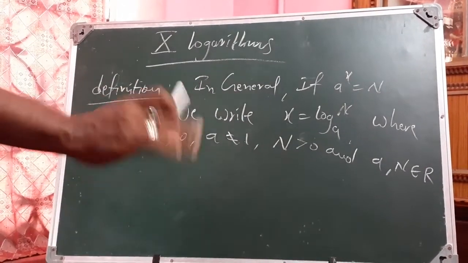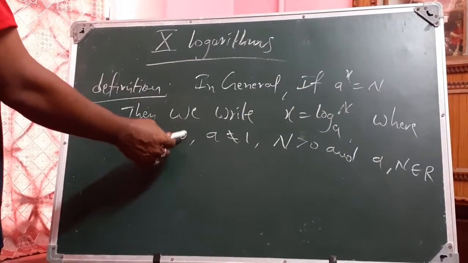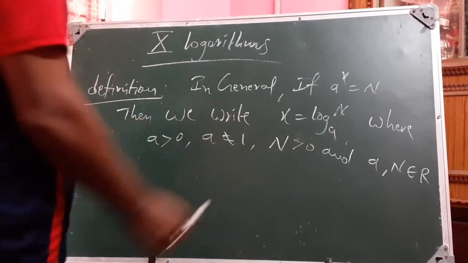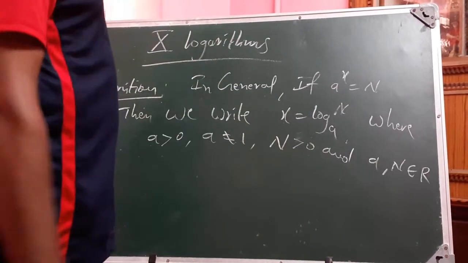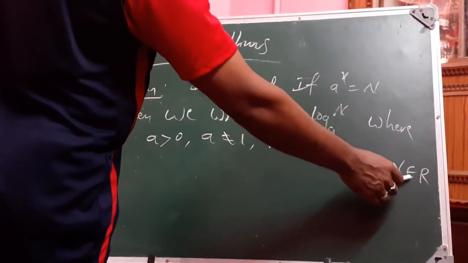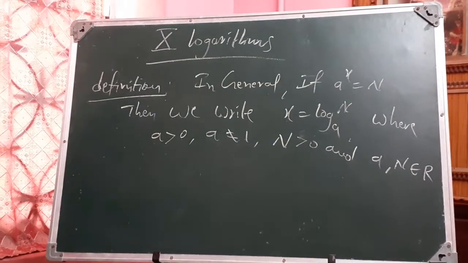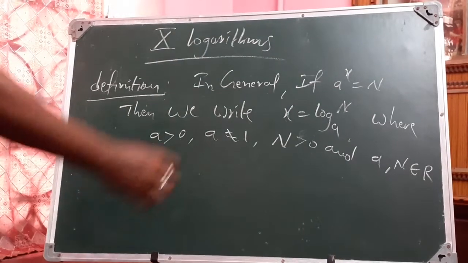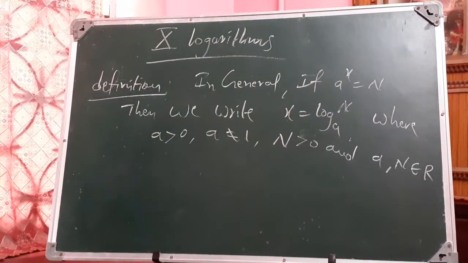So the a value: a is greater than 0, a is not equal to 1, and n is greater than 0. And a comma n are real numbers, a value or n value belongs to real numbers. This is the definition of logarithm. Very important one mark question. Now remember this formula. This is the exponent form, this is the logarithmic form.